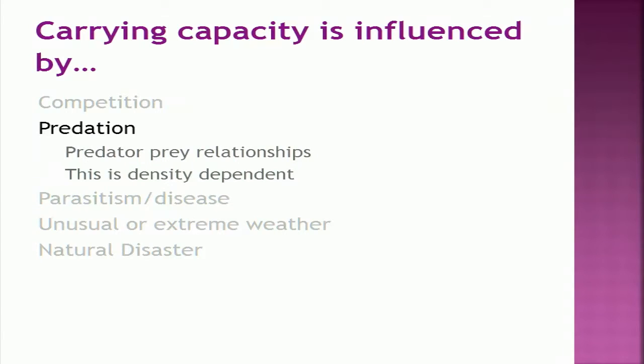Predation is a fact of life. Animals need to eat, and sometimes they eat other animals. This is a density-dependent factor as well. Predators can't catch as many prey when the prey is in low density, and prey won't be caught as much if there aren't as many predators.